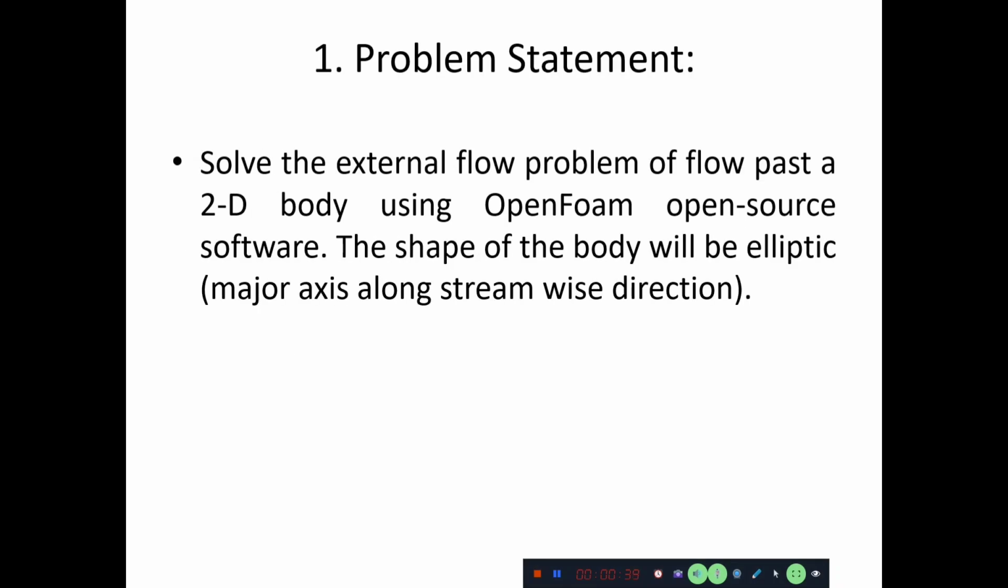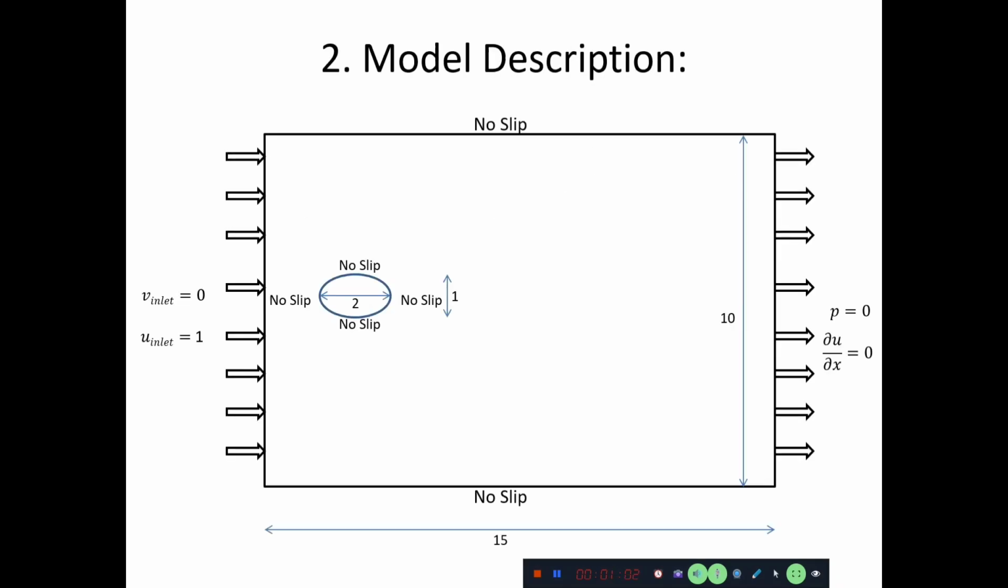So first, as stated in the problem, we have to solve the external flow problem of a flow past a 2D body using the OpenFOAM open source software. The shape of the body will be elliptical, where the major axis is in the streamwise direction. So this will be the domain. We can clearly see the domain.